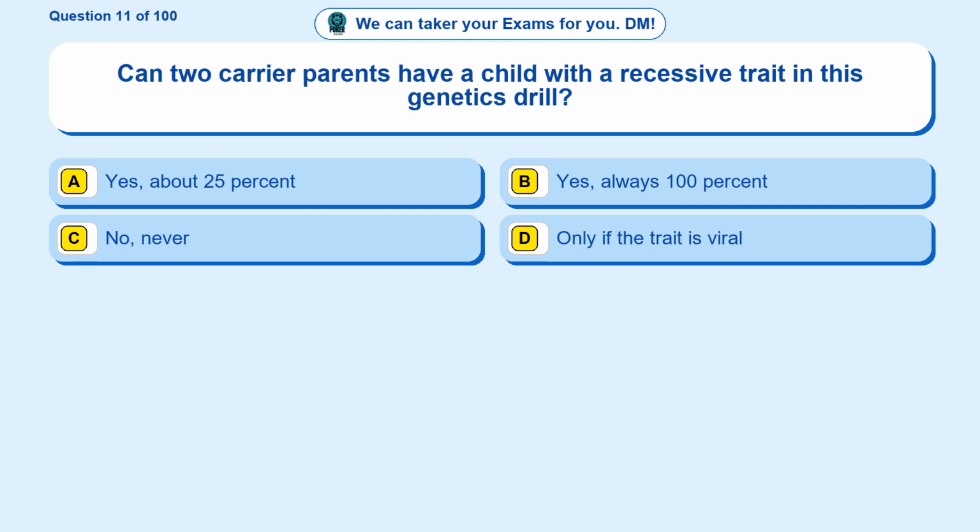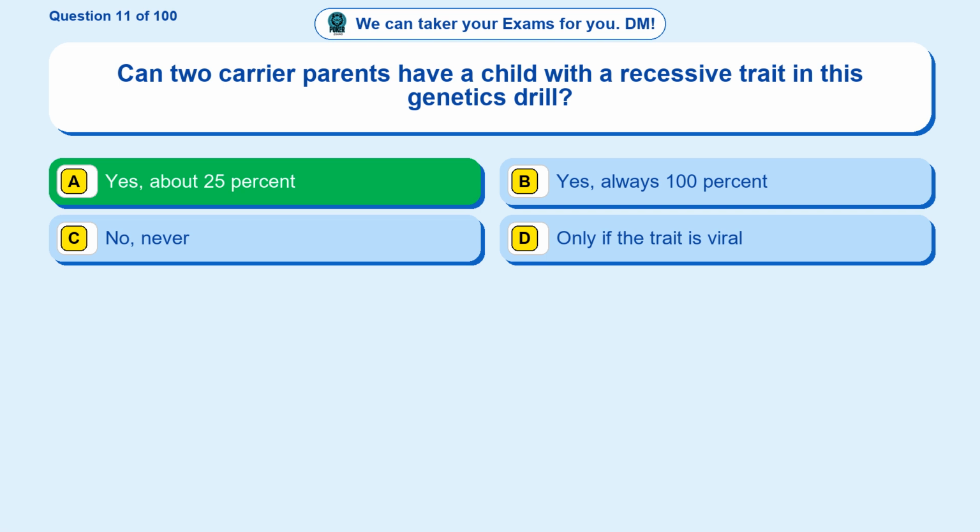Question 11. Can two carrier parents have a child with a recessive trait in this genetics drill? Option A. Yes, about 25%. Option B. Yes, always 100%. Option C. No, never. Option D. Only if the trait is viral. The correct answer is option A.